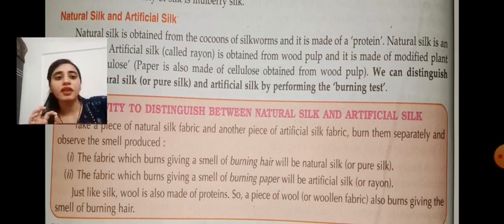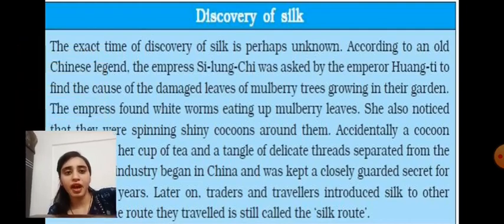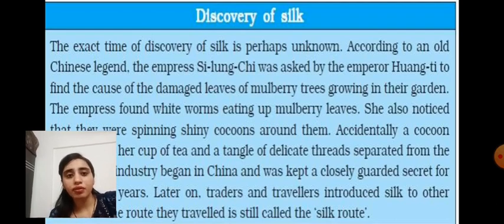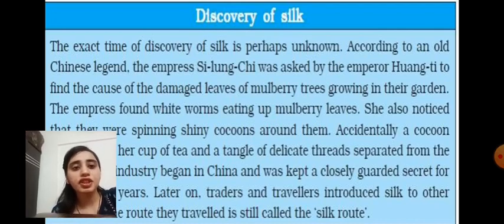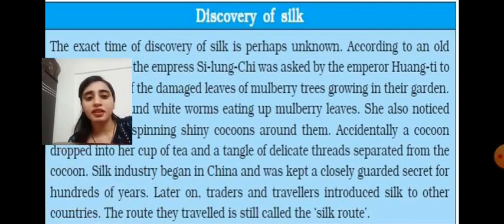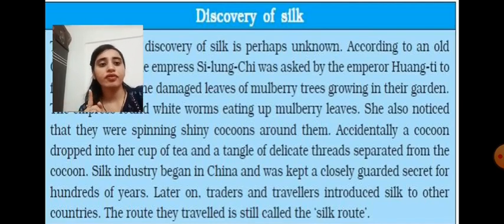Okay. Now, discovery of silk. According to an old Chinese legend, the Empress Xi Ling Chi was asked by the Emperor Huang Ti to find the cause of damage to the leaves of mulberry trees growing in their garden. She found white worms eating up mulberry leaves. She also noticed that they were spinning shiny cocoons around them. Accidentally, a cocoon dropped into the cup of tea and a tangle of delicate threads separated from the cocoon. So the silk industry began in China and was kept a closely guarded secret for hundreds of years.